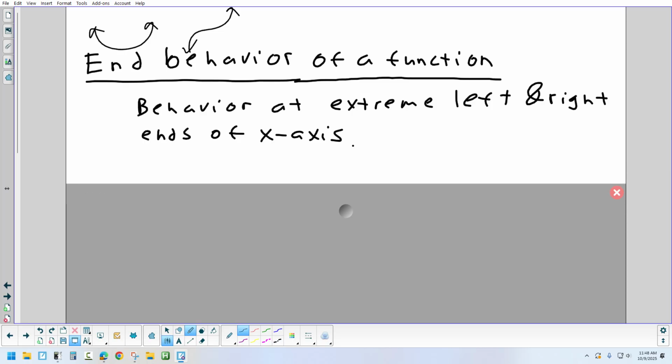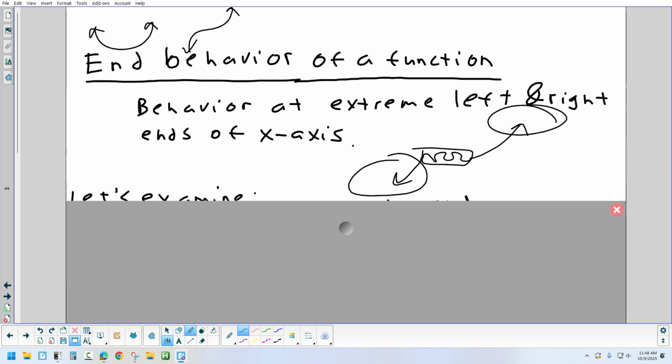So we don't care what's happening in the middle. Who knows what the graph is doing in there? What we care about is what it's doing on the ends of the function. Like, is the right side heading up forever and the left side heading down? What's happening way over here and way over here? That's what end behavior is.